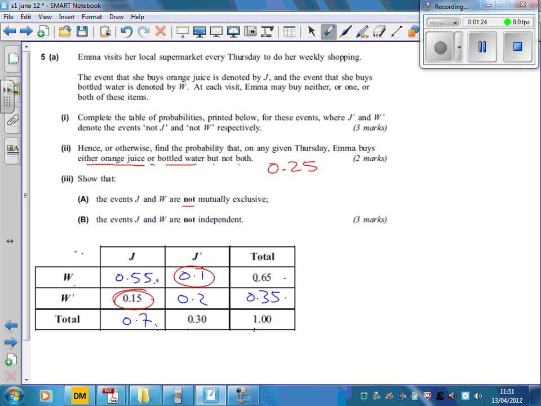Now, they're not mutually exclusive, because they can happen at the same time, because the probability of juice and water equals 0.55, and that doesn't equal 0. If they were mutually exclusive, it would have to equal 0. And they're not independent either, because the probability of juice times the probability of water is actually 0.65 times by 0.15, I think I worked it out earlier.